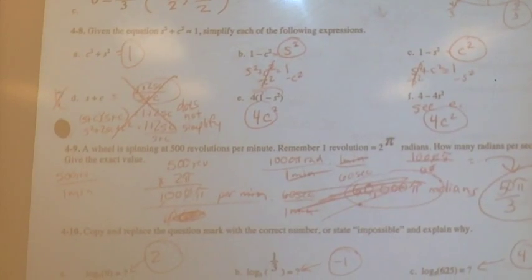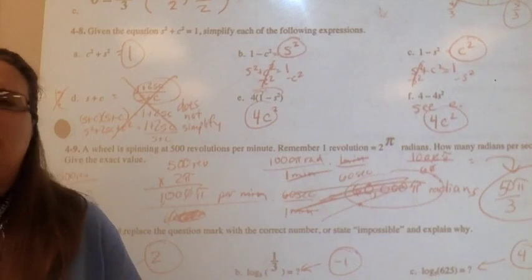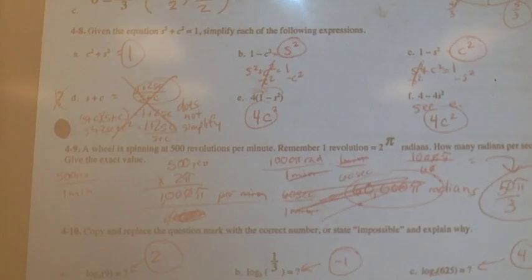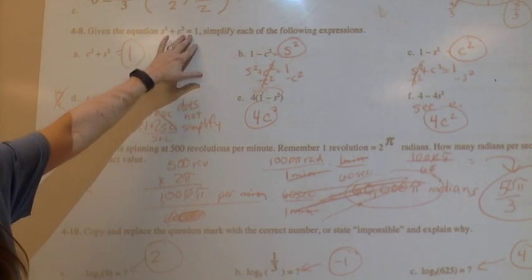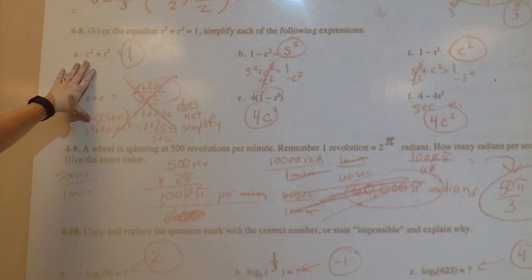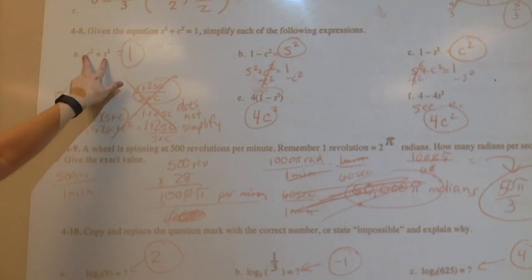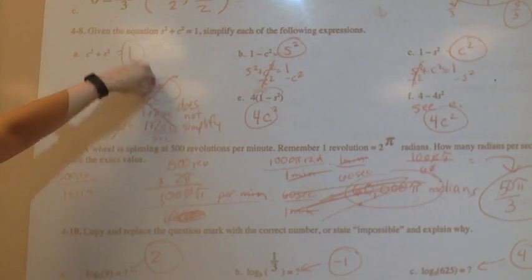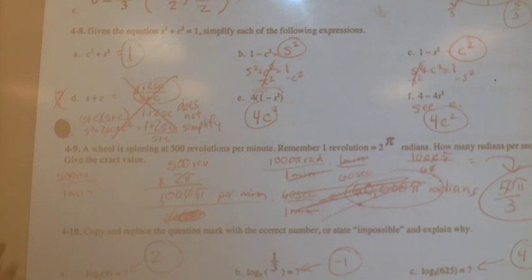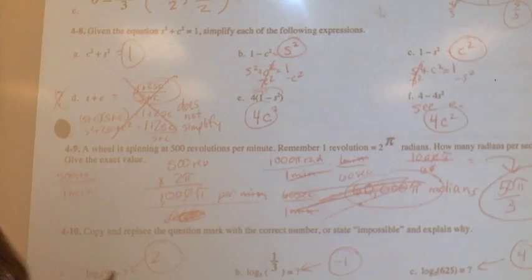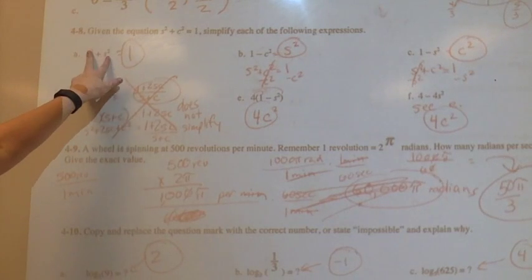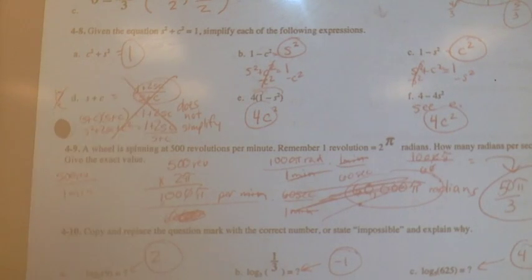Question 4.8 actually is going to kick us into some trigonometric identities. We're not quite there yet, but we're going to use these same concepts there. This is given the equation s squared plus c squared equals 1. Simplify each of the following. Well, switching places with them in addition doesn't change the value of it. So, for instance, if you said 4 plus 1 equals 5, 1 plus 4 would also equal 5. So using that same property, switching places of these would still yield an output of 1.